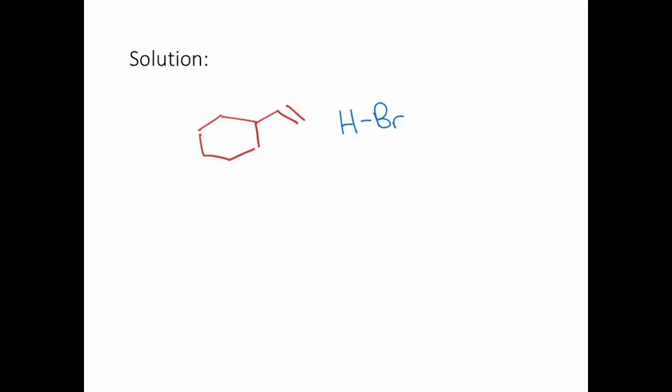So in the first step, the pi bond will break and attack the H of the HBr, breaking the HBr bond. And remember, Markovnikov's rule says that the H of the HBr will go on the carbon of the starting alkene with more H's. So there's that H, and then the other carbon of the alkene becomes the carbocation.